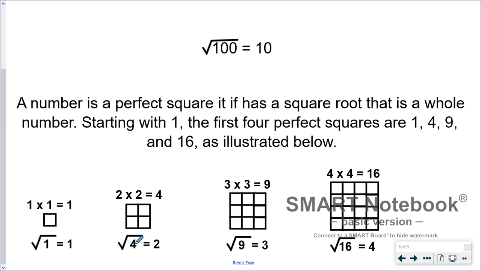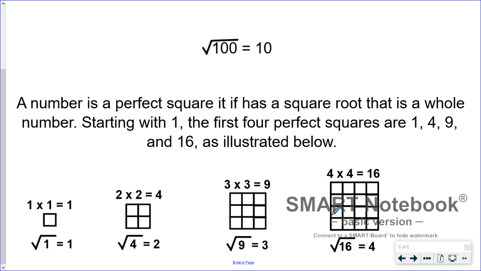Okay, so if I said, what's the square root of 4? Well, 2 times 2 is 4, so the square root of 4 is 2. Here's another square. I've got three blocks going high, 3 blocks going long. So I take 3 times 3. 3 times 3 is 9. So if I asked, what is the square root of 9? The square root of 9 is 3, because 3 times 3 is 9.